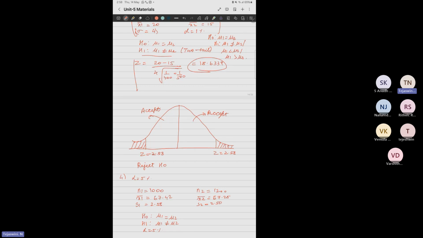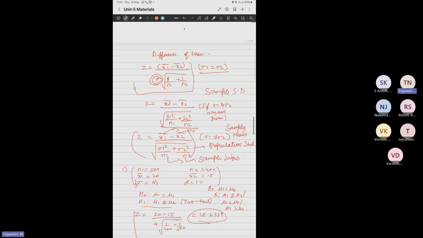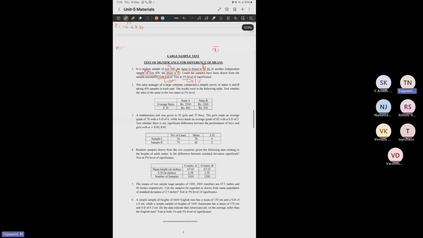Here z will lie somewhere over here. Z is equal to 18.6339. Since it does not lie in the area of acceptance, we have to reject H naught and accept H1. In this case, accepting H1 means no, the samples have not been drawn from the same population. Please write this conclusion also after the sum. Conclusion according to the given question.